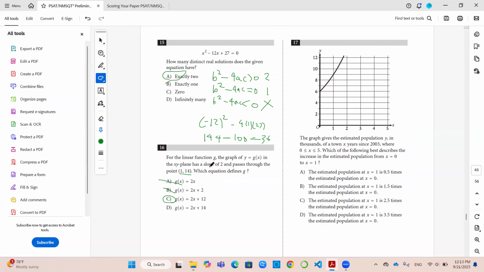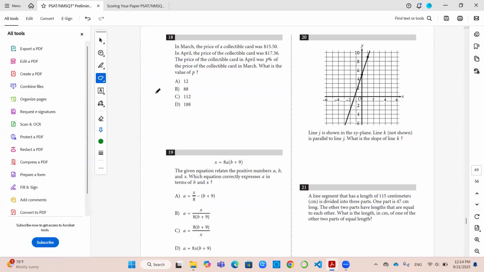The graph gives the estimated population y in thousands of a town x years since 2003, where 0 is less than or equal to x, and x is less than or equal to 5. Which of the following best describes the increase in the estimated population from x equals 0 to x equals 1? The estimated population at x equals 1 is 1.5 times the estimated population. Yes, because let's look at 6, and this is 9. What's 9 divided by 6? That's equal to 1.5. So B is the correct answer.